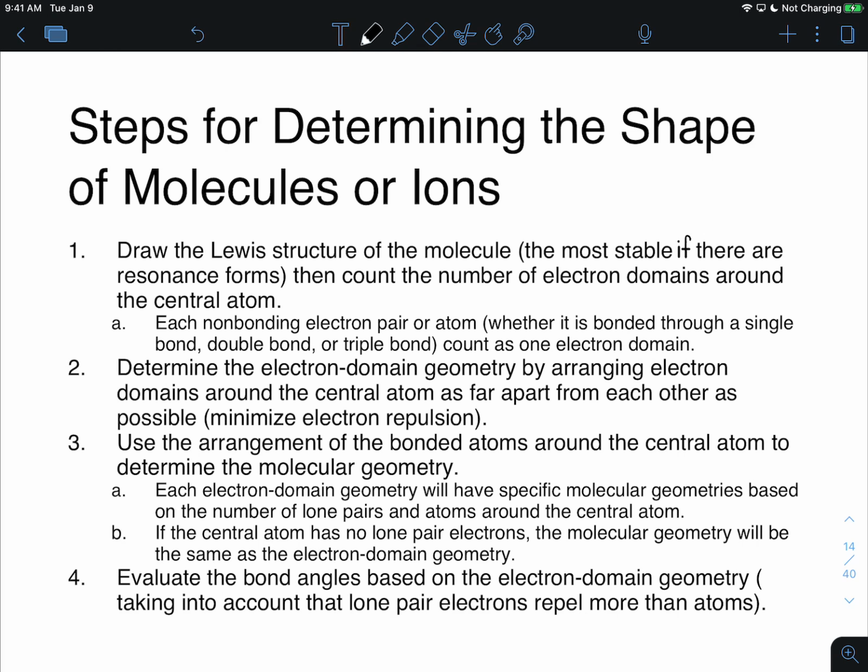So let's look at our steps for determining the shape of a molecule or ion. The first step is always going to be determine your Lewis structure. You need to know what electron domains are there, how many there are, what types there are. After you've determined that, you need to know which ones are non-bonding and which ones are atoms, and you're going to count them. So you're going to determine your electron domain geometry by taking however many electron domains you have and arranging them as far away from each other as possible to minimize that electron repulsion. And then this will give us our electron domain geometry.